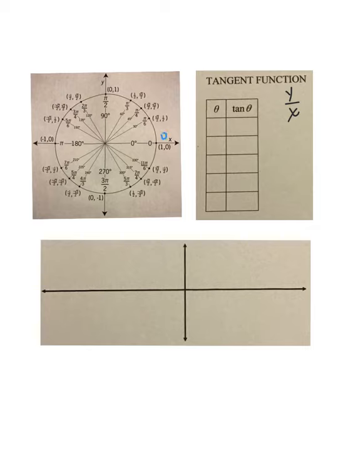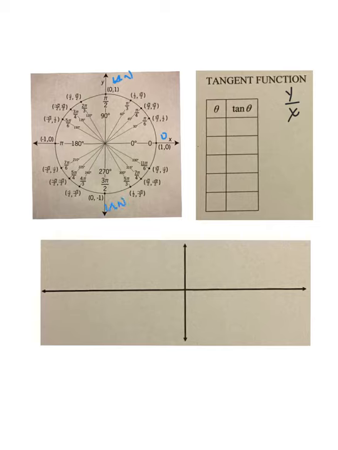At pi over 2, y over x would be undefined. You'd have 1 over 0. So when you have 0 in the denominator, that would be an asymptote. If we come down to 3 pi over 2, or going down, call it negative pi over 2, and do y over x, we would also have undefined.